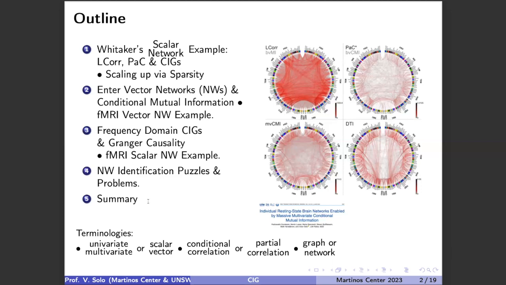A bit of an issue with terminology. There's either univariate and multivariate, or scalar and vector, and I'll end up mixing the two together, and so do the different literatures. Conditional correlation or partial correlation, same thing. Graph or network, same thing. And I could go on. Nodes and links versus edges and vertices. There's at least one mathematician in the audience, but I don't like those terms, vertices and edges. I find the link and the node easier to conceptualize.